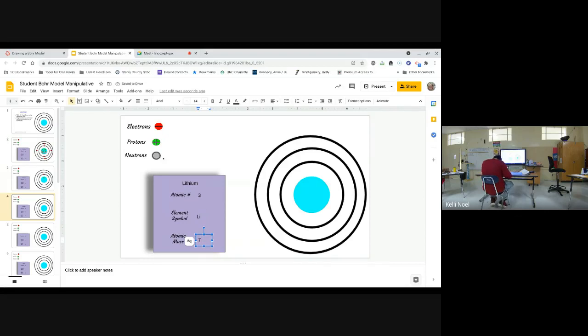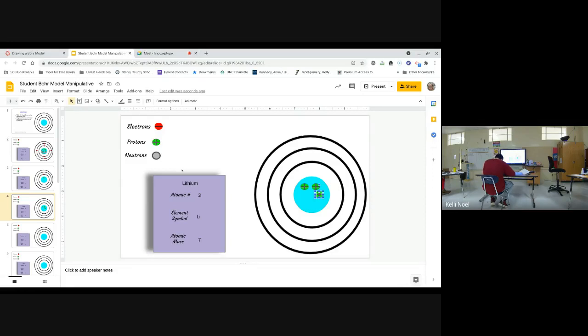So that means my atomic number is 3. I need 3 protons, so it's not hard to drag 3 over here. Now to find my neutrons, I take my 7. Yeah, slide number 4. Make sure it says lithium right here.